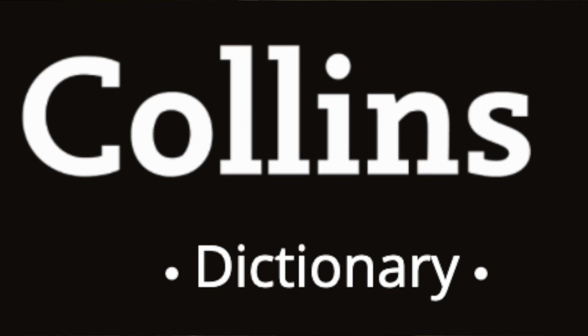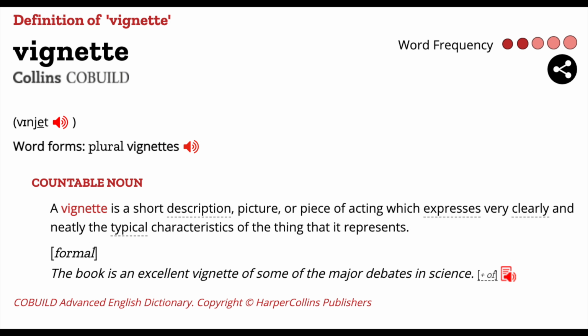Now, one dictionary that I like to use sometimes, I think it gives good examples and definitions, is Collins Dictionary. Have you ever used Collins? So let's look up this word in Collins Dictionary and see what it says, okay? Vignette. A vignette is a short description, picture, or piece of acting which expresses very clearly and neatly the typical characteristics of the thing that it represents. Okay, so they give a good example here.